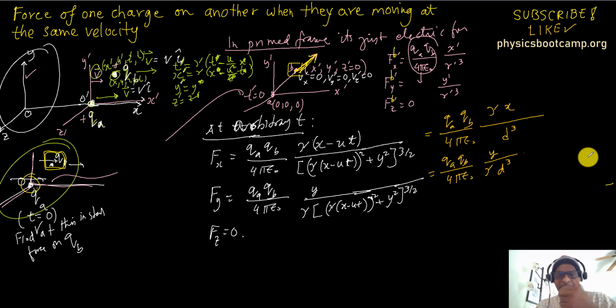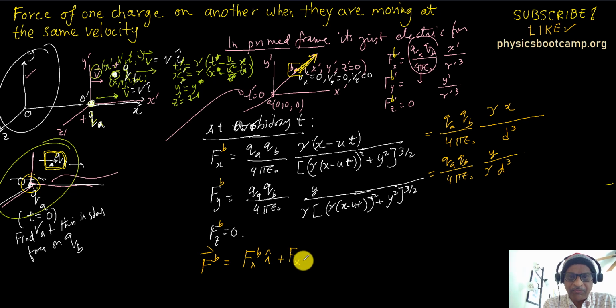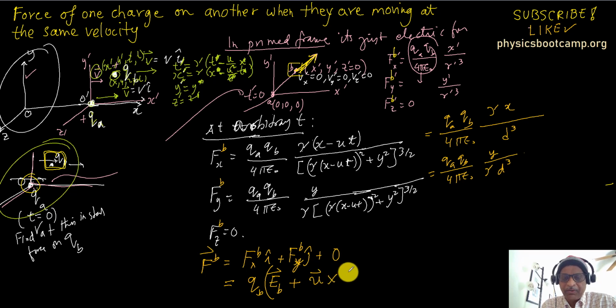Now you can actually write this much more instructively. You would see that this Fx and this Fy can be combined, and you can show that this force on B is Fx on B i hat plus Fy on B j hat, plus you have a zero in the k hat, and so this will be the vector. And so you might be able to say, can I write this as QB times the electric field on B, if I find out the electric field on B? And so it's going to be actually the electric field on B plus there will be u cross some term.